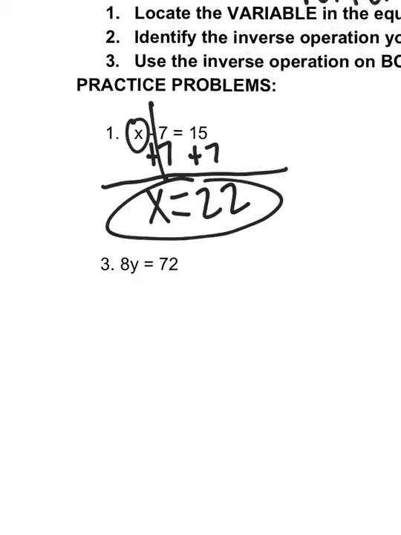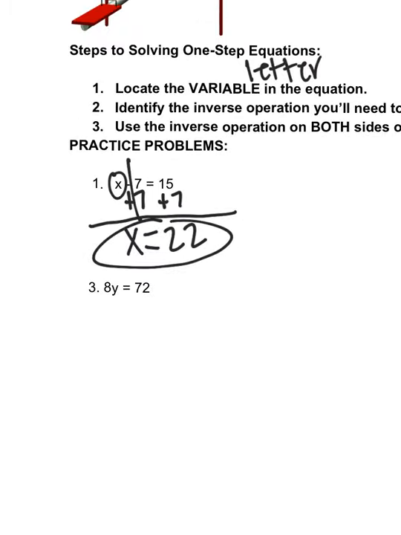So now I'm going to zoom in on number 3. This one's a little bit different. When you guys see a number next to a letter like this, and there's not a symbol between them, that tells me it's multiplication. So this is really 8 times y equals 72. Well, what's the inverse operation of multiplication? Because ultimately, I need to get rid of that 8 because I want to get this thing by itself. Well, the inverse operation of multiplication is division. So I'm going to divide by 8 on both sides.